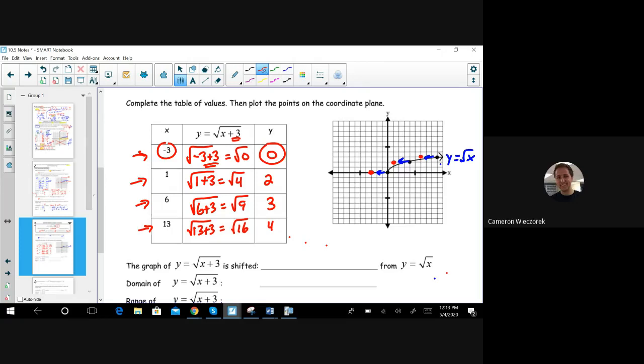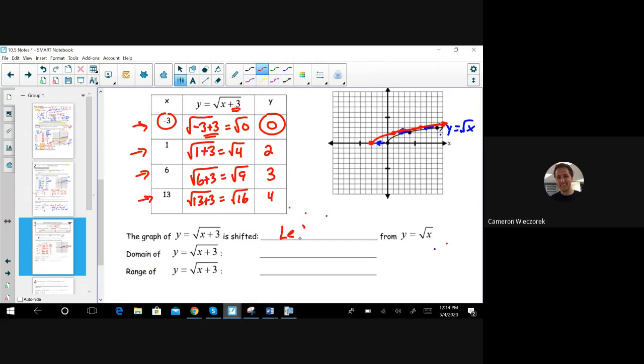Okay. So your graph is going to look like this. It took the entire graph in black and shifted it to the left 3 units. Every single dot that you see just got moved left 3. So on the blank here, what did it do? It moved it left 3 units from y equals rad x.